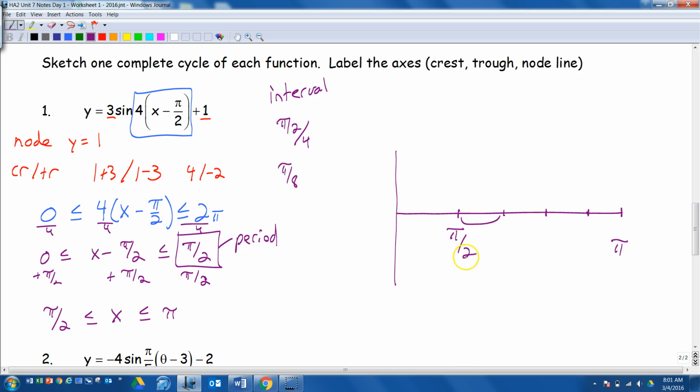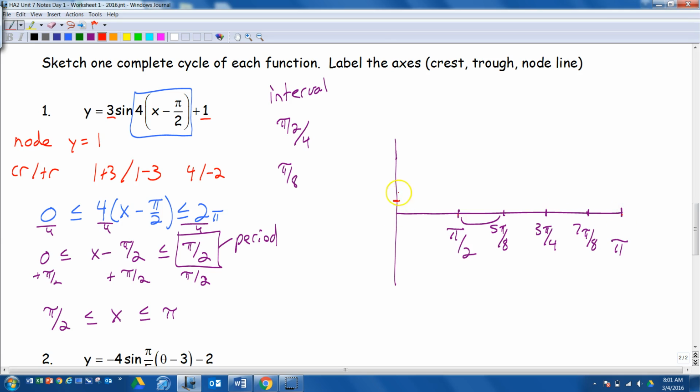So this is 4 pi over 8. If I add a pi over 8, I'm at 5 pi over 8. Then I'm at 6 pi over 8, 7 pi over 8, and pi. 6 pi over 8 is 3 pi over 4, 7 pi over 8, and then sure enough, 8 pi over 8 is pi. So those are the regions I'm going to be graphing between, starting here, ending there.